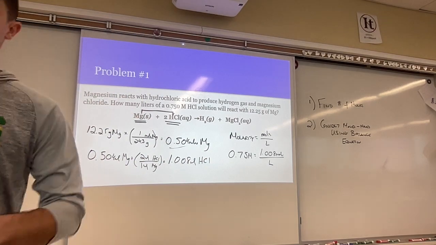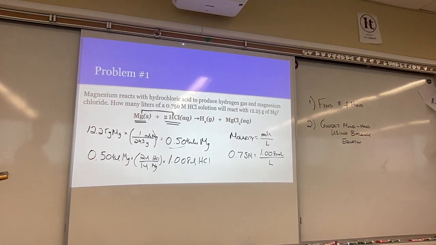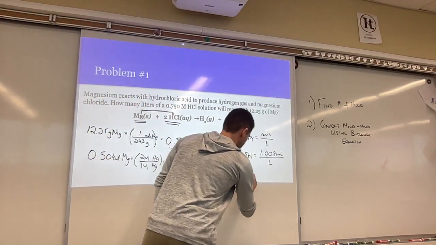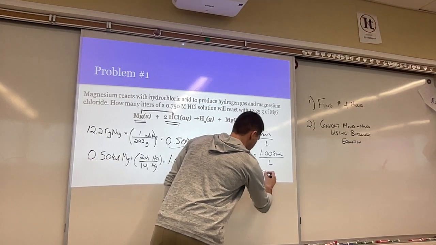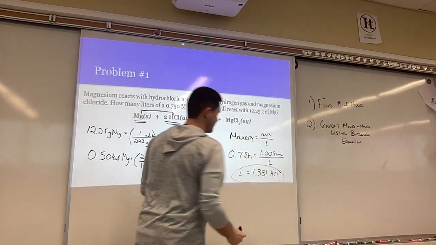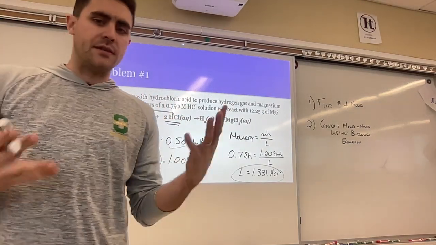So I cross multiply and divide. What do I end up with? 1 divided by that there. I end up with 1.33 liters of HCl. This is my answer. Okay, this is my answer.